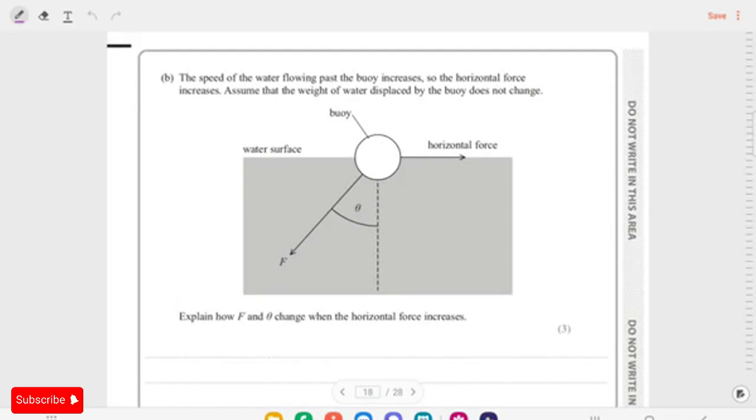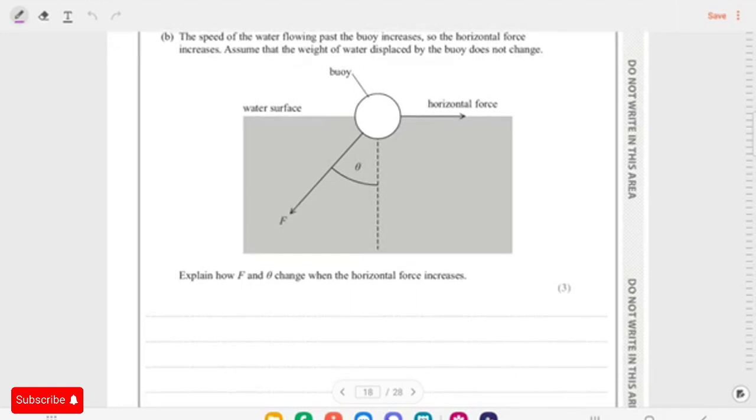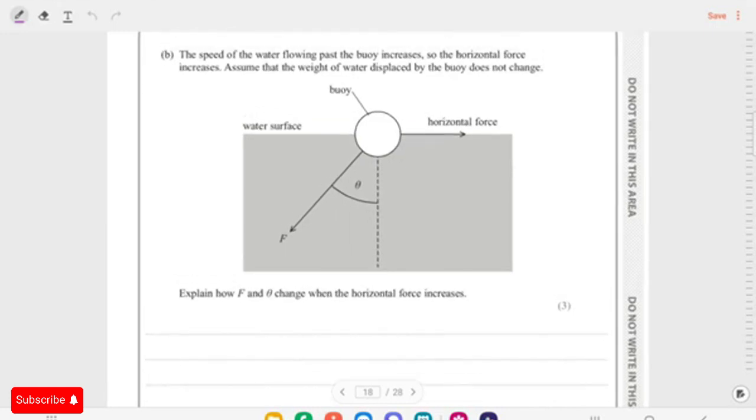The speed of the water flowing past the buoy increases as the horizontal force increases. Assume the weight of the water displaced by the buoy does not change. Explain how F and theta would change when the horizontal force increases. Now, as we already know, this horizontal force was equivalent to F sine theta, right? So if in this situation the horizontal force increases, that means F sine theta is supposed to increase, right?